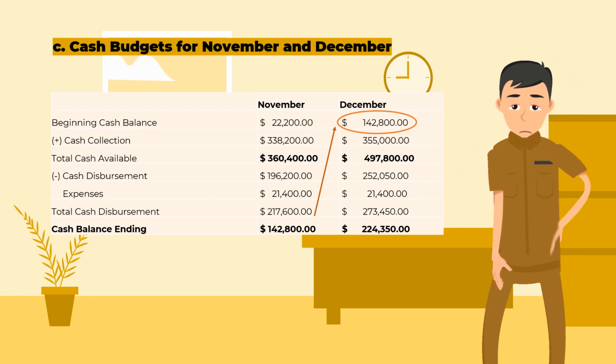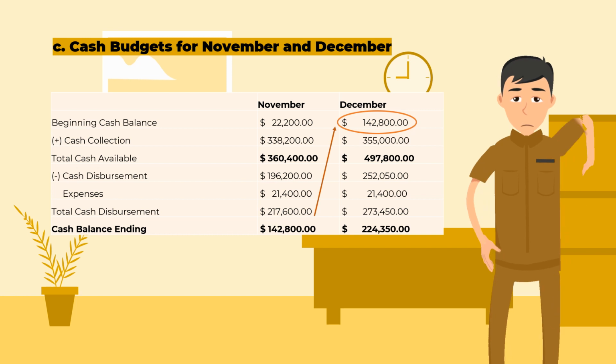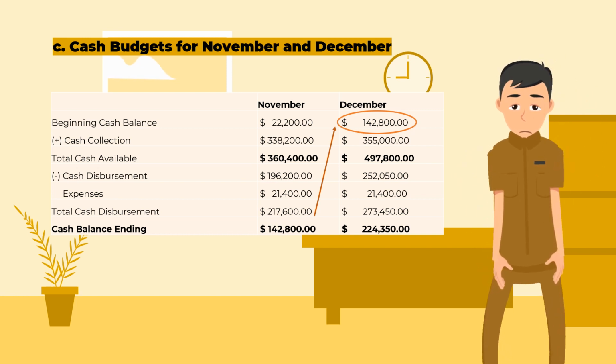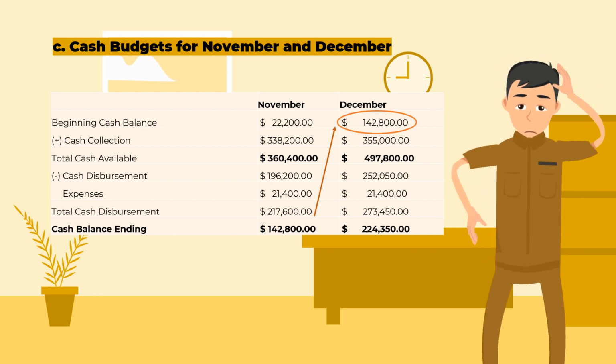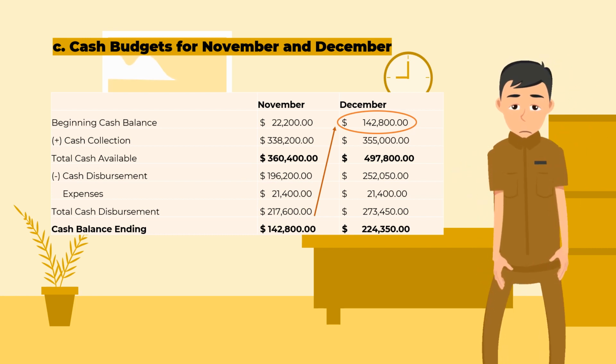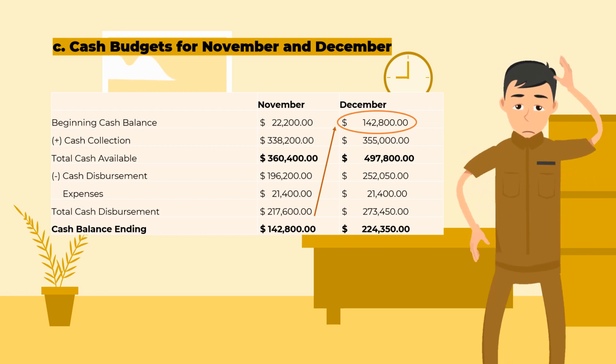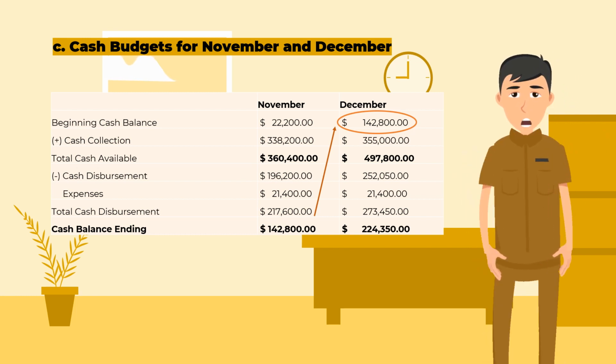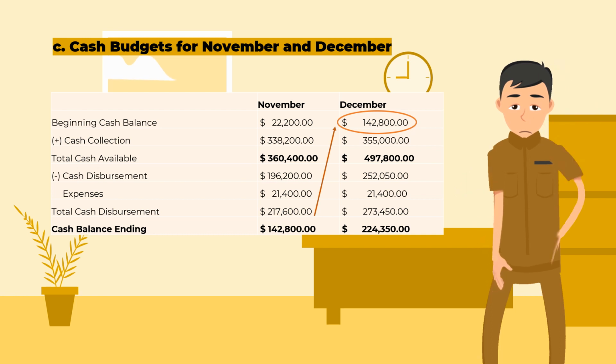And to find the ending cash balance, just take the total cash available minus the total cash disbursement. So for November, the ending cash balance is 142,800.